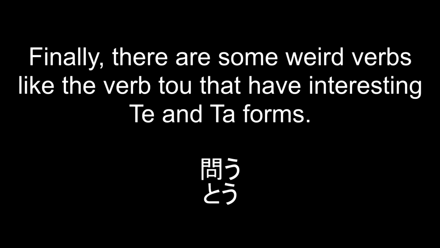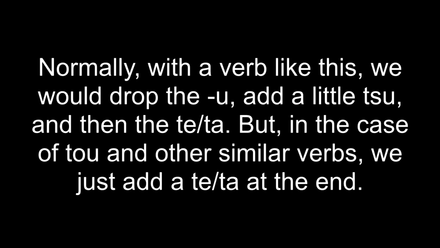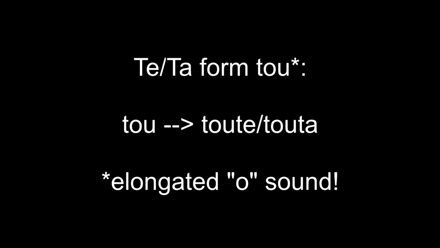Finally, there are some weird verbs like the verb to that have interesting te and ta forms. Normally, with a verb like this, we would drop the u, add a little tsu, and then the te or ta. But in the case of to and other similar verbs, we just add a te or a ta at the end. So in this example, to becomes to te and to ta. And yes, for our final time, those o's are elongated.